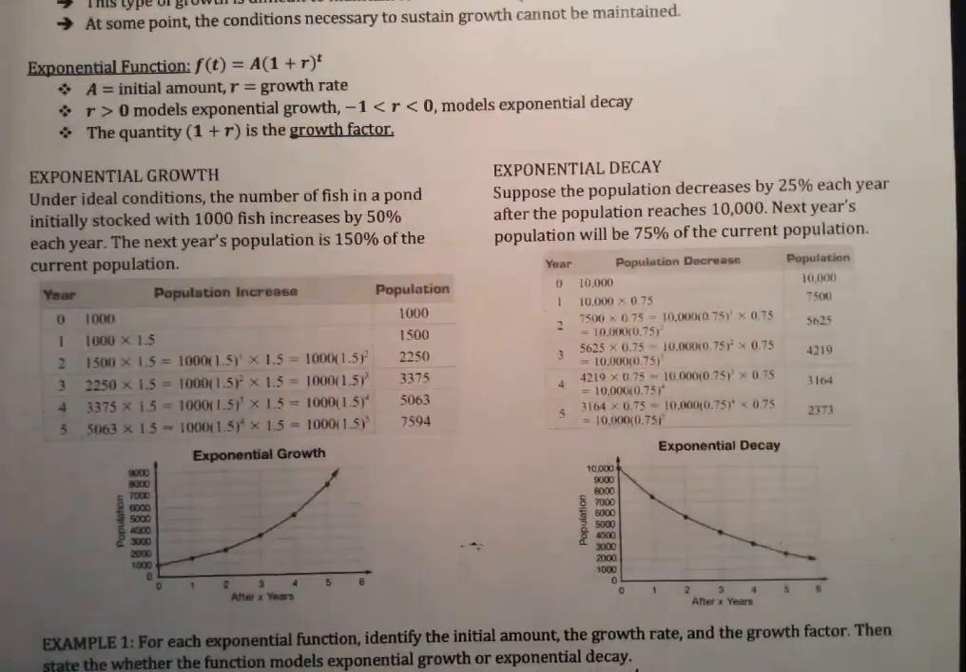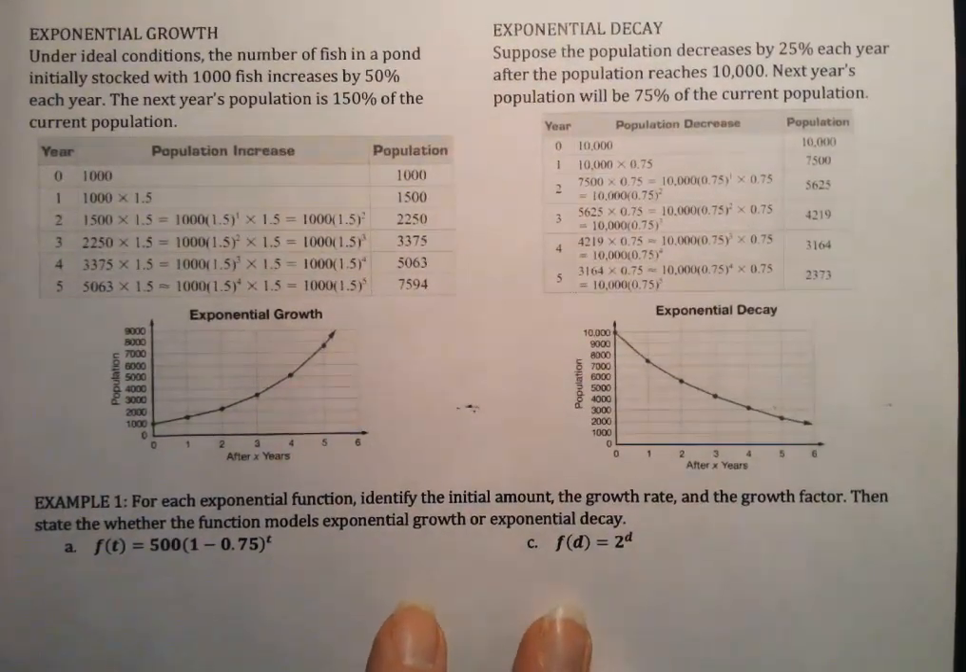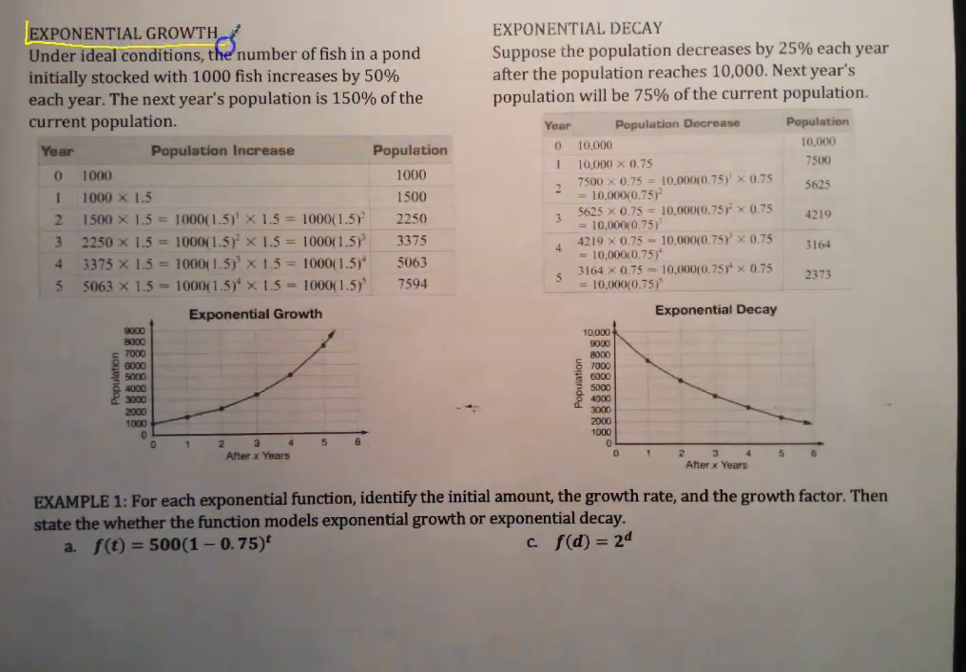All right, so let's talk about exponential growth and exponential decay a little bit more. So first of all, exponential growth. Okay, let's look at the left side here. Under ideal conditions, the number of fish in a pond initially stocked with 1,000 fish, okay, initially stocked, that's our initial value. So 1,000 would be our A.